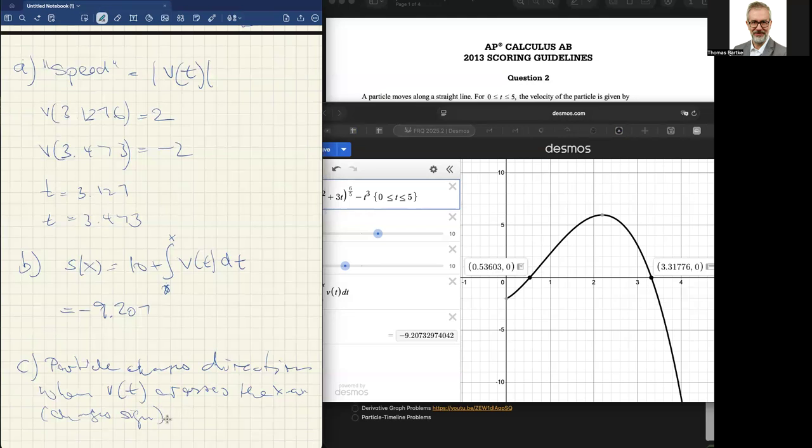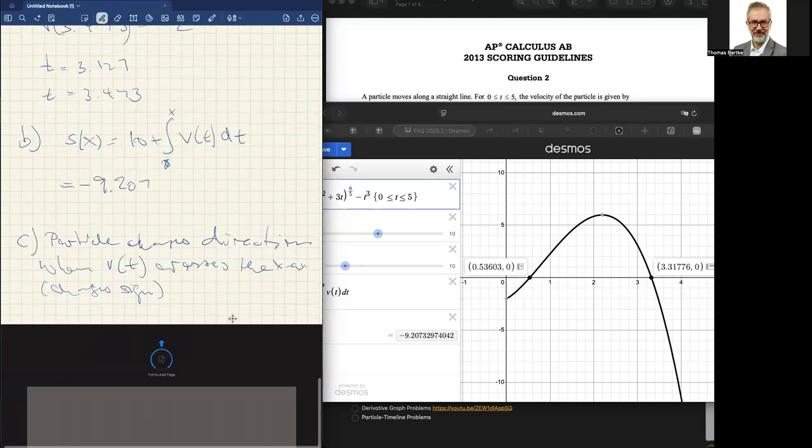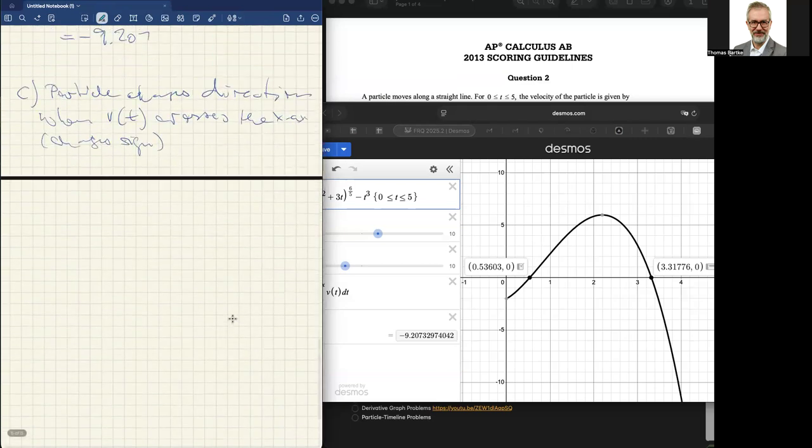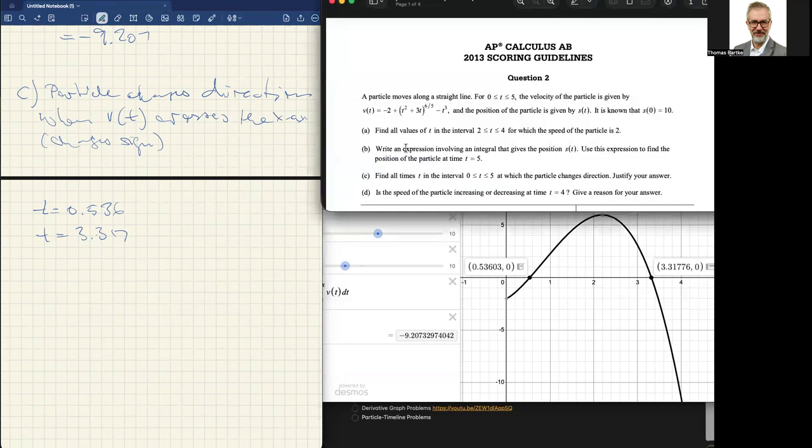Changes sign, right? And that happens at t equals 0.536 and t equals 3.317. Okay, there you go. That's all for this. Justify your answer: the particle changes direction when v of t crosses the x-axis, and those are the 2 points where it does that.